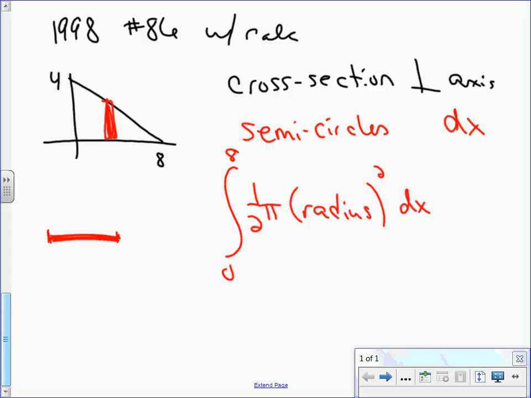And popping out of the page at me is a semicircle. Popping out of the page is a square. Popping out of the page is a triangle. Whatever it says, pull it out of the picture and draw it. Okay? Now there's your semicircle.